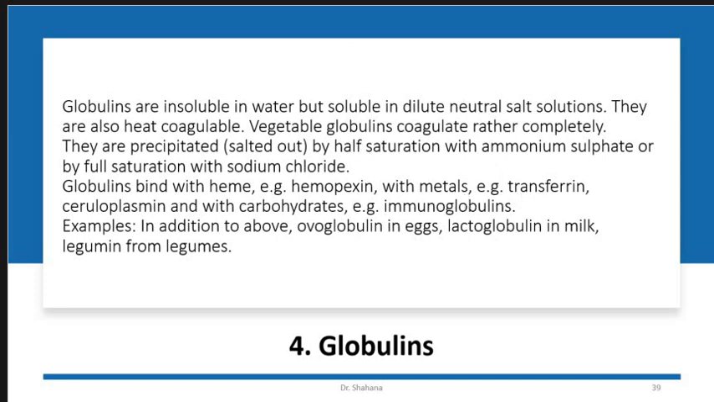For example, iron के साथ ही bind कर सकता है. Ceruloplasmin and with carbohydrates can also be bound, and it can also be a part of the immunoglobulins. What are the examples? Same हमारे पास इन examples के अलावा it is present in egg, ovoglobulin, lactoglobulin in milk, and legumin in the legumes.